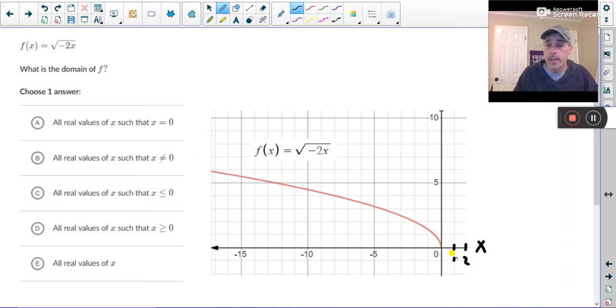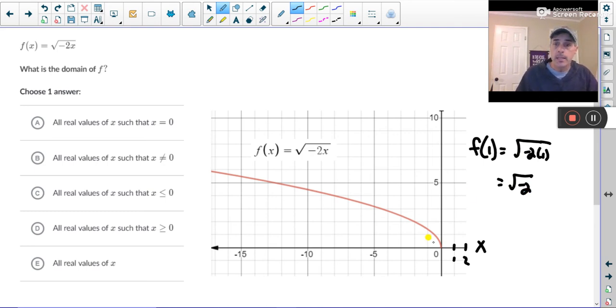Let me see what happens when I put in an x value of 1. F of 1 equals the square root of -2 times 1, which equals the square root of -2. Oh, I see. F of 1 returns to me the square root of a negative number. You cannot take the square root of a negative number and stay in the real number system. So that means there is no information out here.